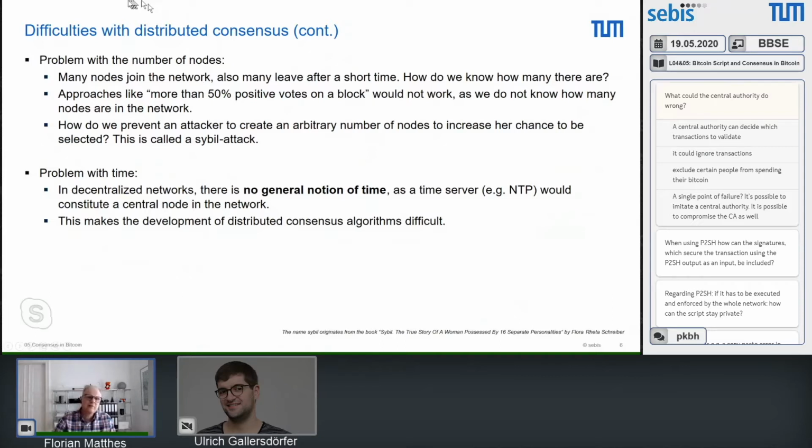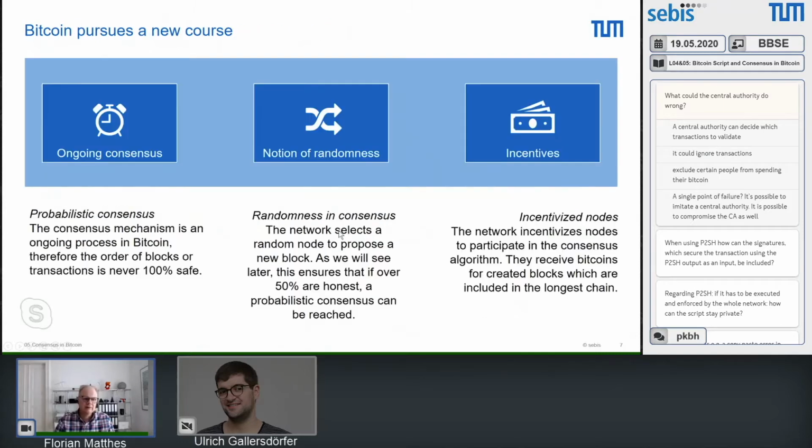So to summarize, at first it sounds very, very difficult to achieve this. And therefore Bitcoin, Satoshi Nakamoto, did a very nice job having a new approach. The idea is essentially that he used an idea which is also very popular now in algorithm theory, that you move away from deterministic algorithms and look much more at a probabilistic consensus.